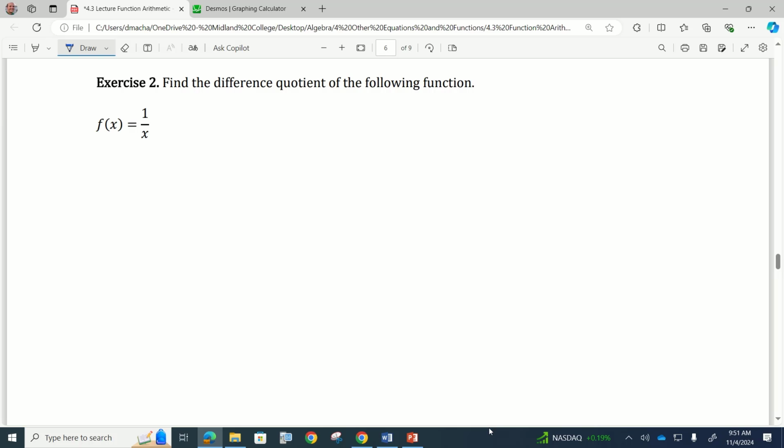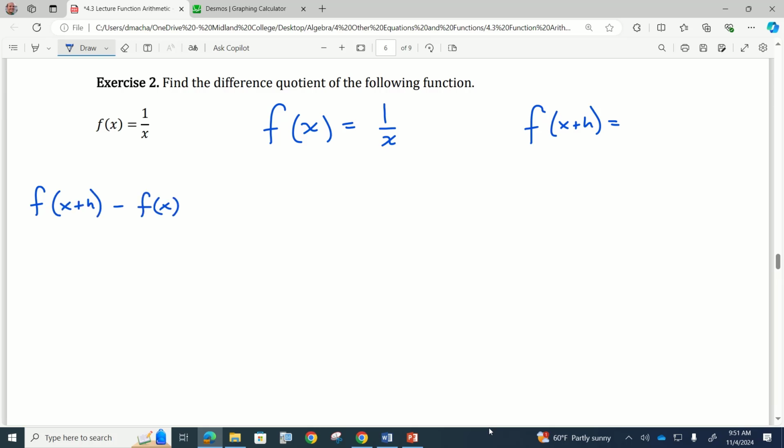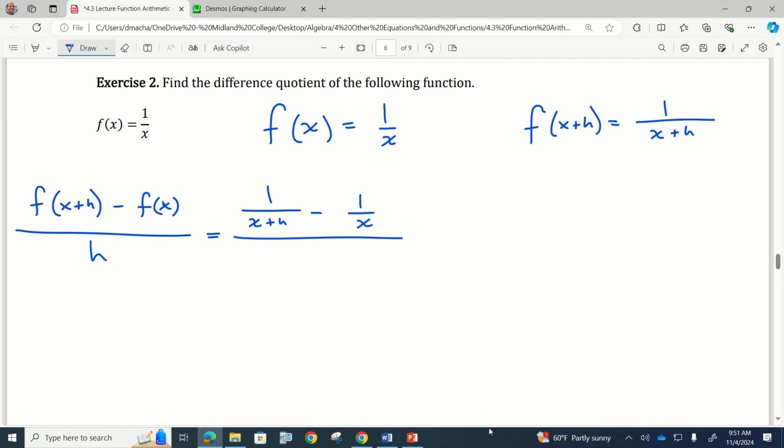So we'll do this again. Now my function is 1 over x. And I know that as I'm trying to find my difference quotient, I want f of x plus h minus f of x divided by h. f of x plus h would be 1 over x plus h. So this is 1 over x plus h minus 1 over x, divided by h.